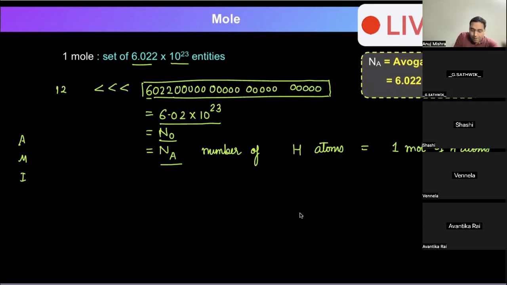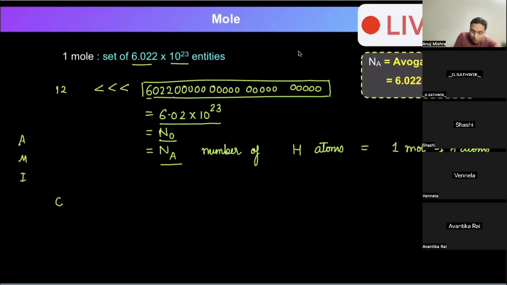If I give you, let's say, carbon, C, tell me it is A, M, or I. Is it an atom, molecule, or ion? Type in the chat box quickly, everyone. Just type A, M, or I. All of you know that? Very good. It's representing an atom or element of carbon.